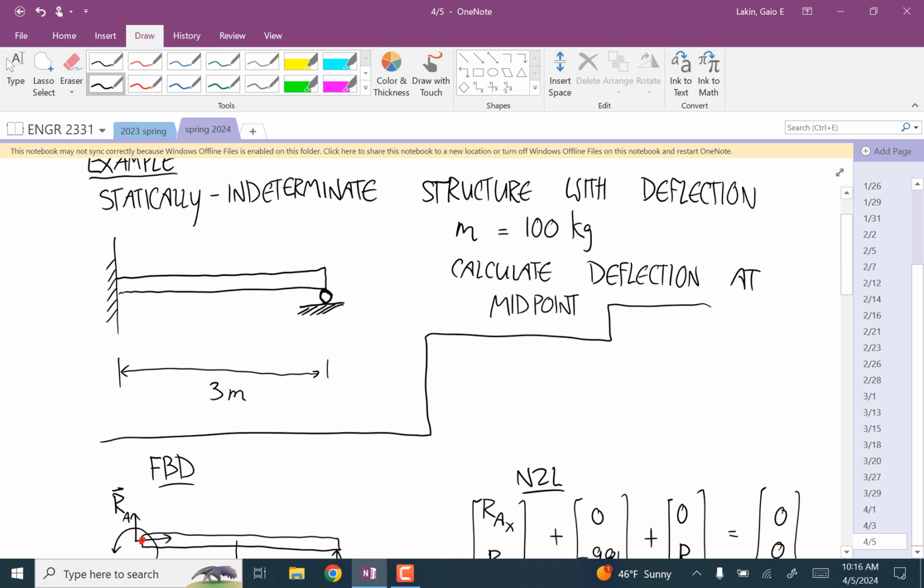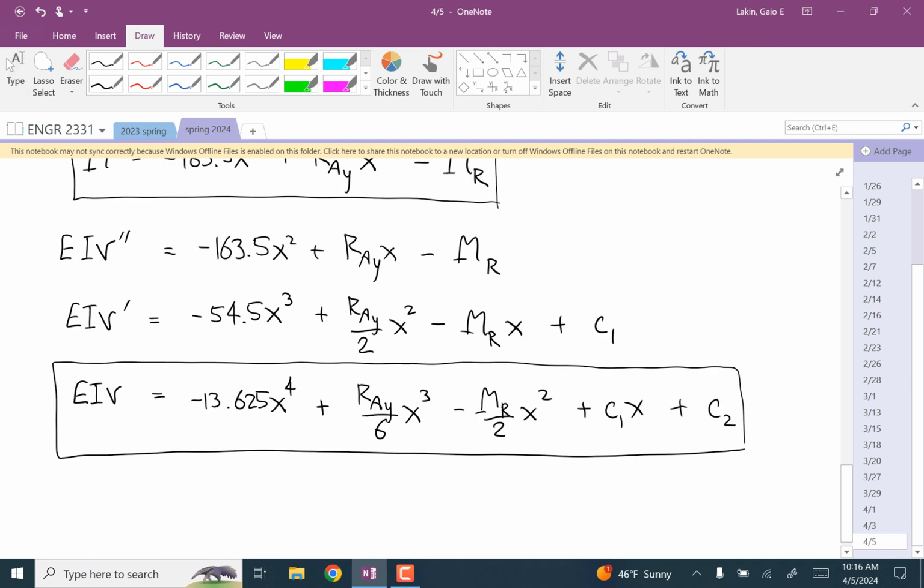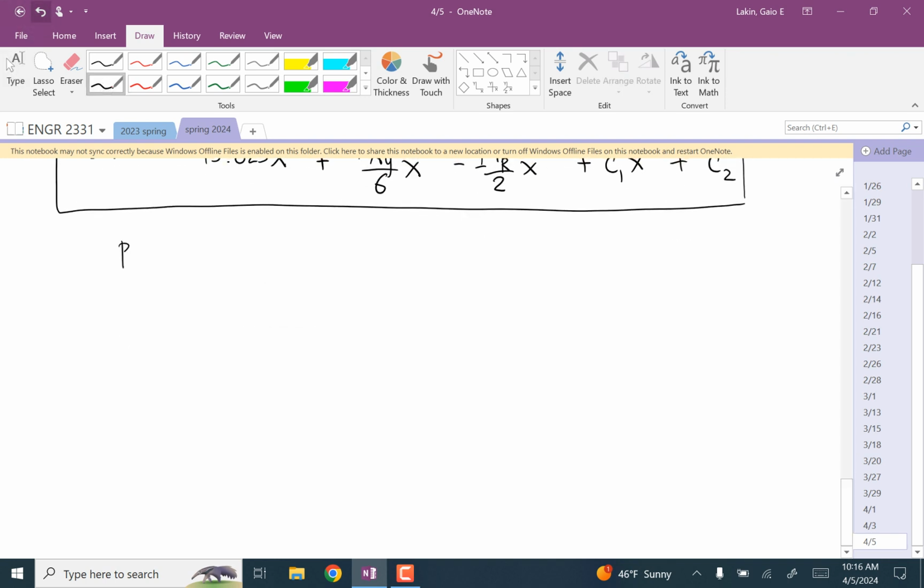There's also a roller at the right end, and so we're going to say that V is equal to 0 at the right end. Okay, so now we're going to the boundary conditions. At x equals 0, we have that the deflection is equal to 0 and V prime is equal to 0. And at x equals 3, we have that the deflection is equal to 0. We don't know about the slope.